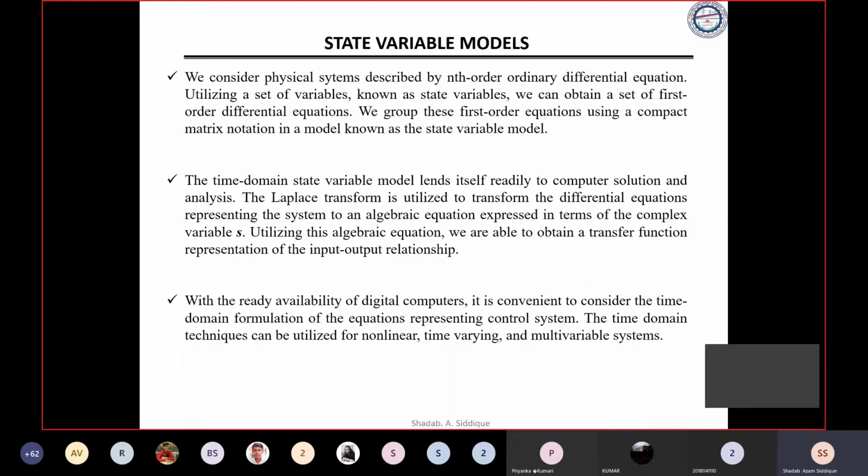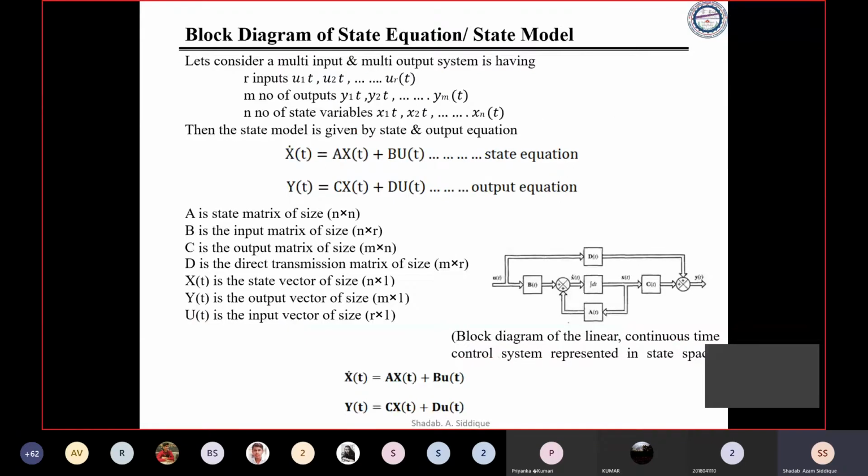So how a model can be determined and how it is utilized to have a computer simulation or computer solution, which can be used for analysis purposes. We went through the block diagram of a state equation or state model. We took a state equation, and for that state equation we went through how the block diagram can be implemented, or if we have a block diagram, how we can implement the state equation.